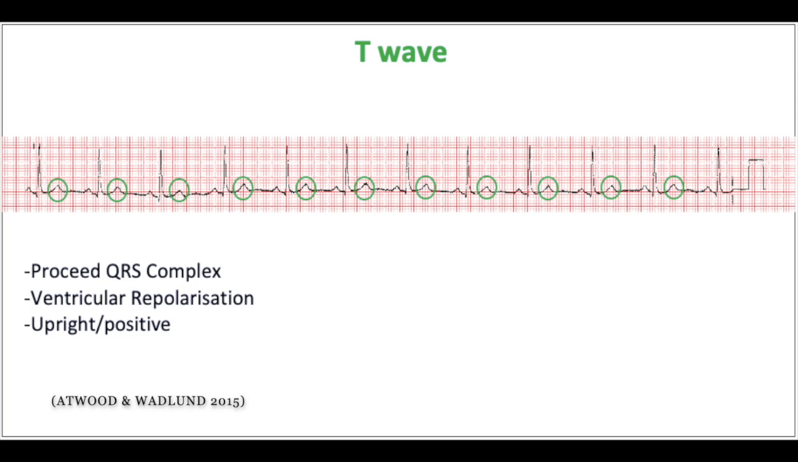Finally, we have the T wave. The T wave precedes the QRS complex and represents ventricular repolarization, where the ventricles are relaxed. The waveform is rounded and upright. Note that atrial repolarization also occurs, however this is masked on the ECG trace by the concurrent QRS complex.